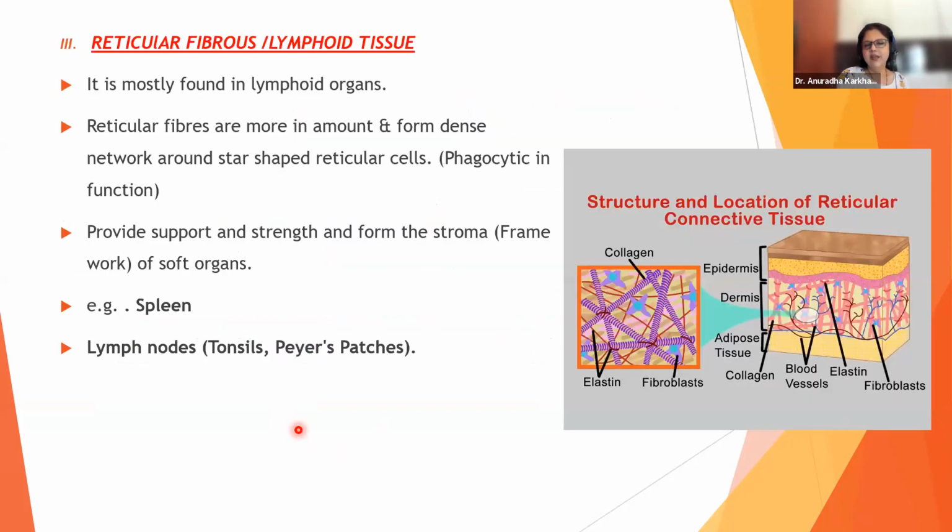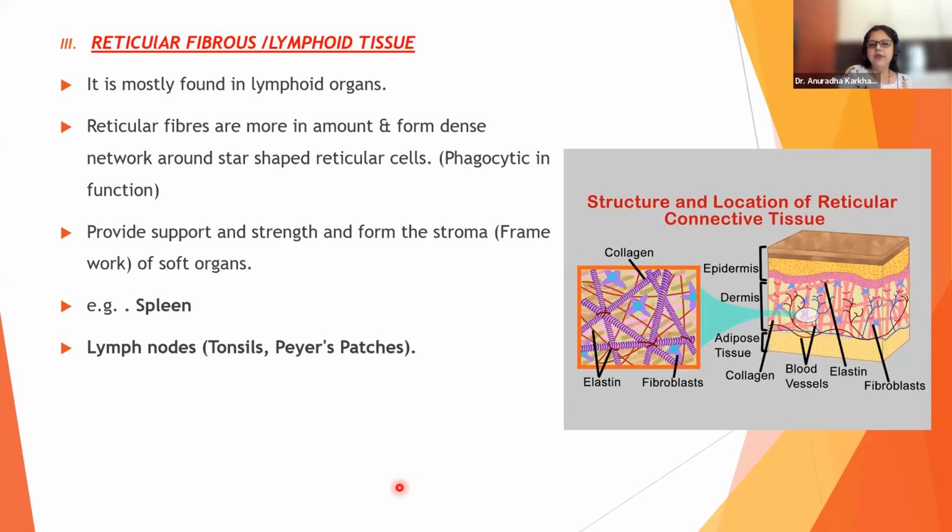The third is reticular fibrous tissue, which is also called your lymphoid tissue. So we saw that the collagen and the elastin fibers are going to be a part of tendons and ligaments respectively. But what about the reticular fibers? Where are they going to be present? They are present mostly in the lymphoid tissue. Reticular fibers are in more abundant amount and form a dense network around star-shaped reticular cells.